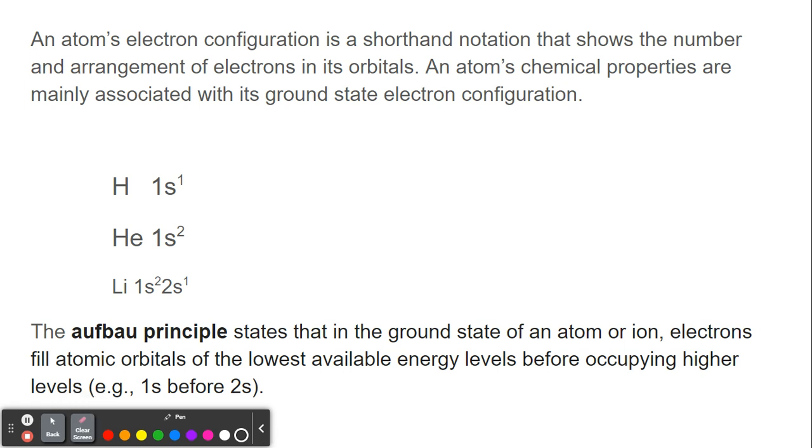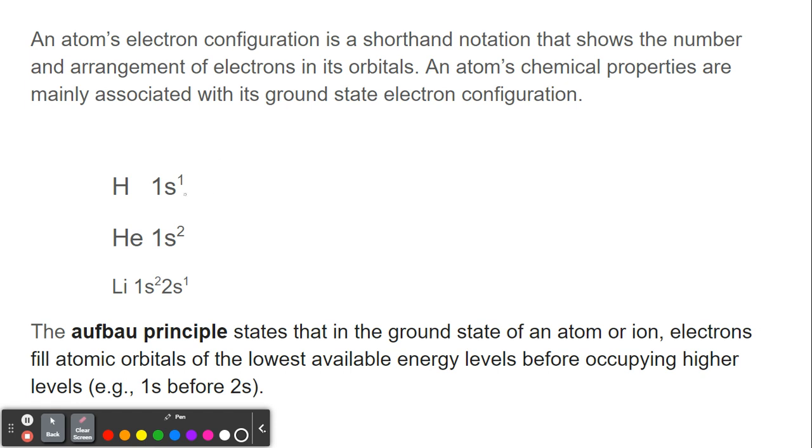So an atom's electron configuration is a shorthand notation that shows the number and arrangement of electrons in its orbitals. An atom's chemical properties are mainly associated with its ground state electron configuration. So that's why those Lewis dot diagrams and the Lewis diagrams that you learned in grade 10 and 11 are so useful. The ground state configuration is super important for the behavior of the atom.